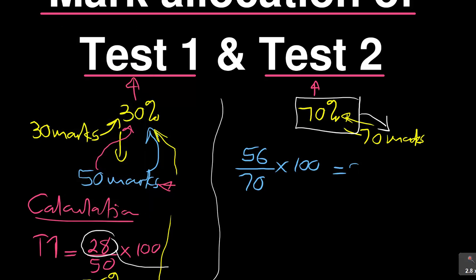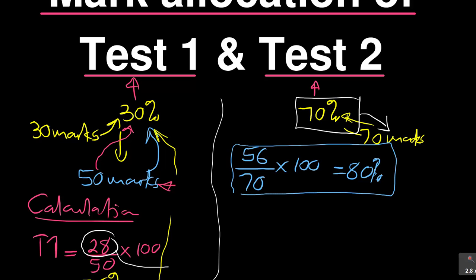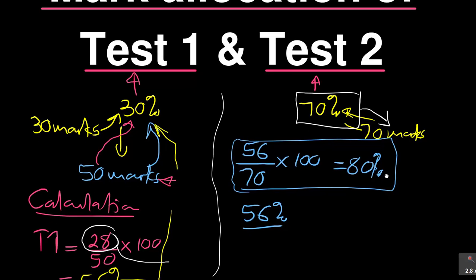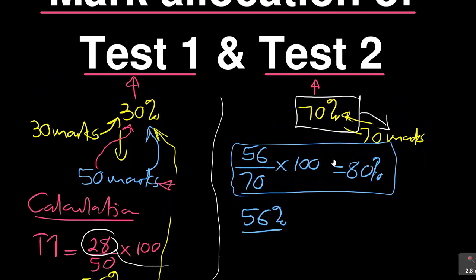So which means you scored 80% in test 2. Okay, but now if we want to know the contribution of this 56 into your test 2 out of 70, remember it's already out of 70, so it contributes 56%. That's what it does. So what they then do, they take the test 1, remember test 1 is out of 30 and test 2 is out of 70.